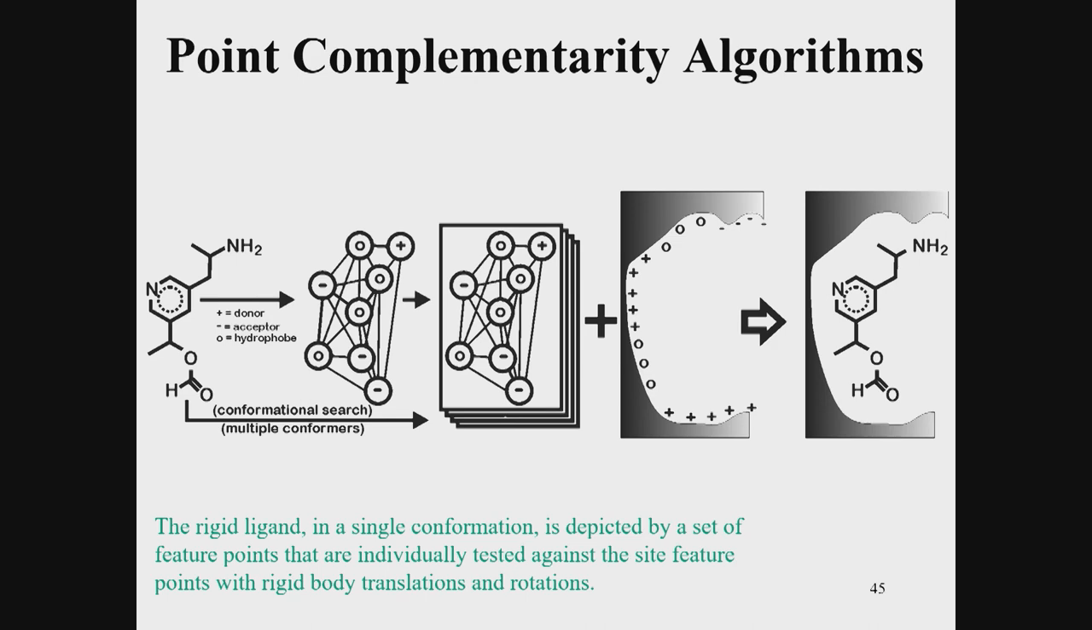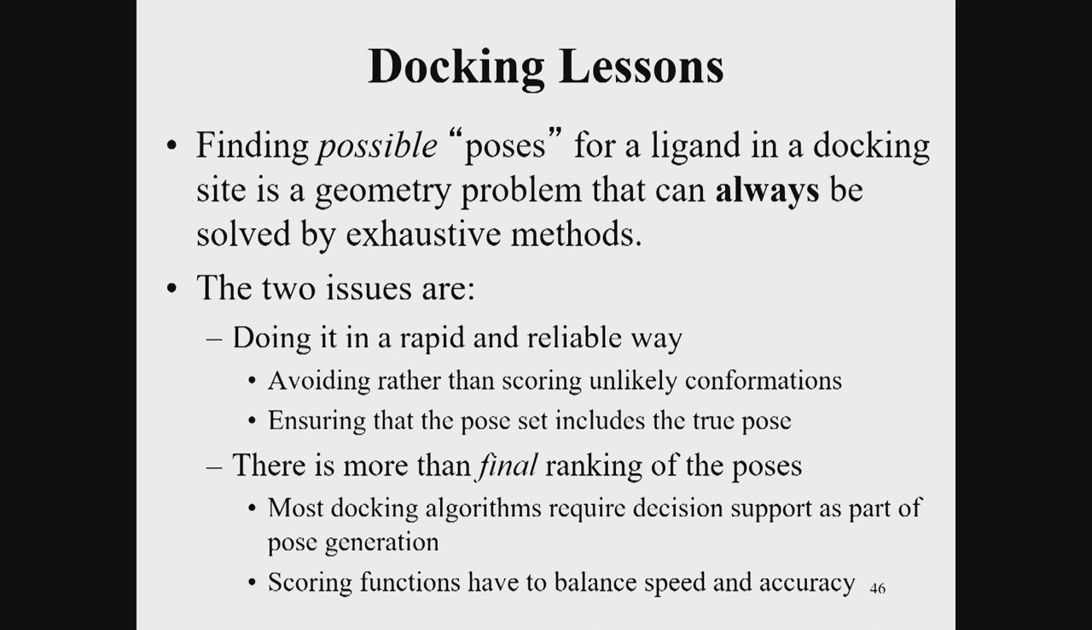So the lessons of docking are that it's pretty easy to find possible poses for a ligand in a docking site. It's a geometry problem, and you can always solve it exhaustively. If you try every possibility, one of those will be the right one. But you want to do this in a rapid and reliable way. You don't want to find and score conformations that aren't likely to be of any value. You might as well throw those away as quickly as possible. You also have to make sure that if you're not sampling everything, that you are sampling the true pose.